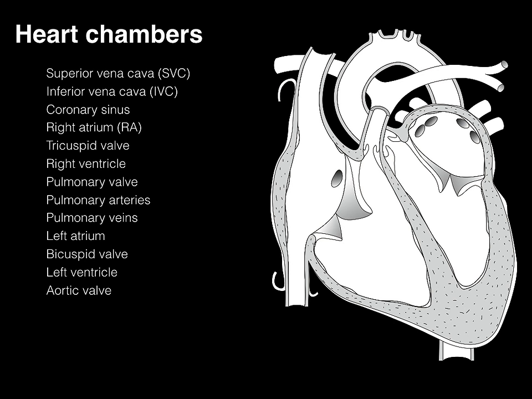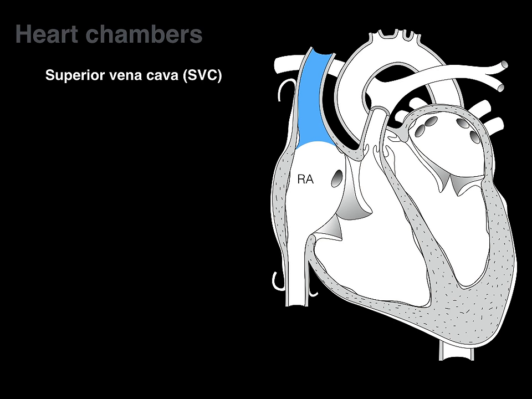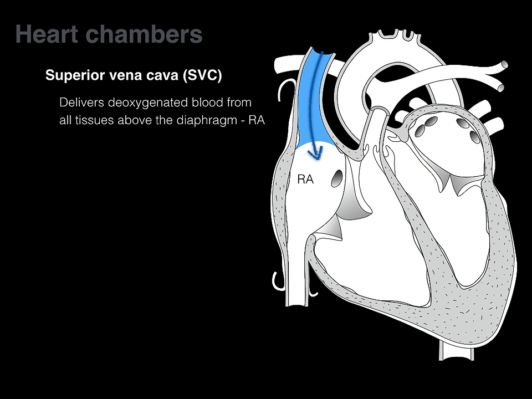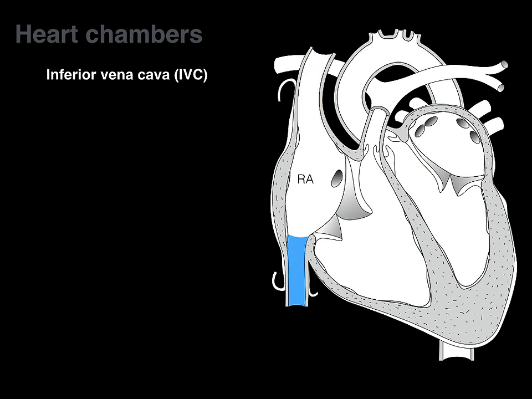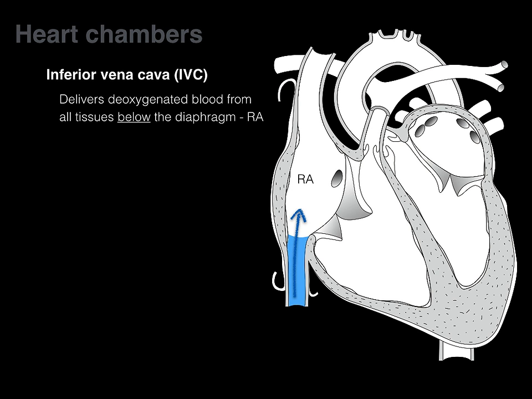black and white illustration. So the superior vena cava, or SVC, is the vein that delivers deoxygenated blood from all tissues above the diaphragm to the right atrium. In other words, any veins that are above the diaphragm, blood will eventually from those veins end up in the SVC. Now, the inferior vena cava, or IVC, it delivers deoxygenated blood from all tissues below the diaphragm into the right atrium.